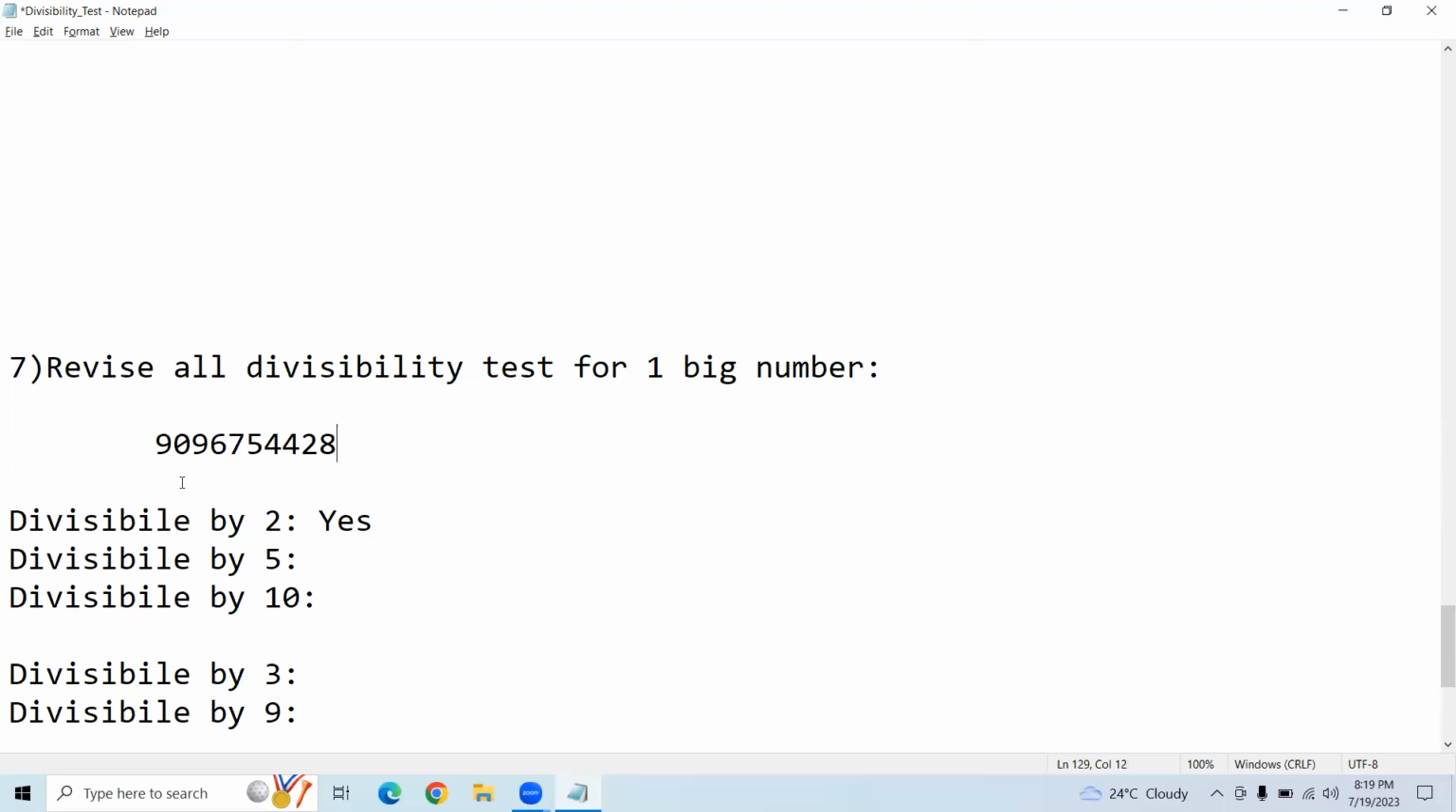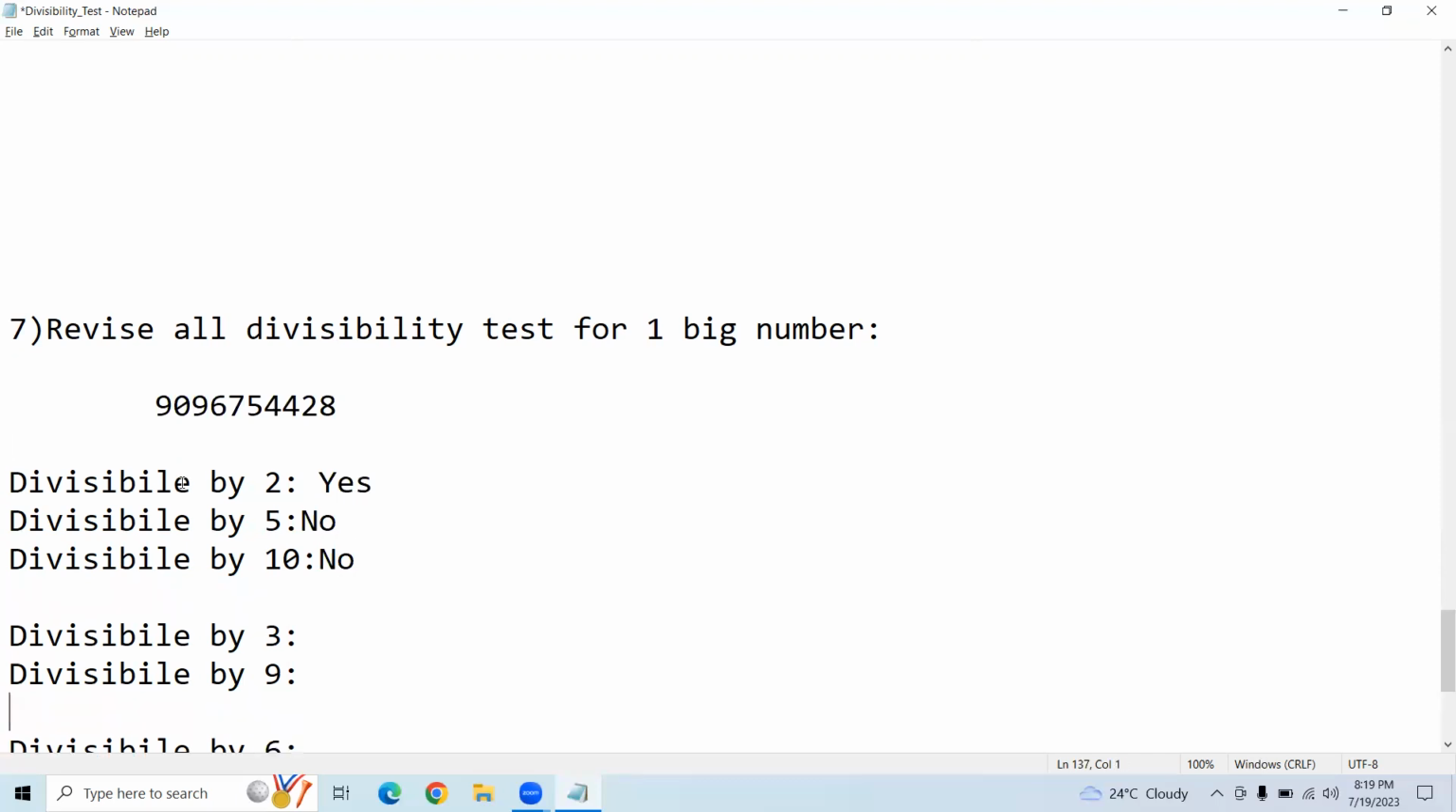Then the divisibility test of 5. Look at the unit place digit 8. For the divisibility test of 5, we want it to be either 0 or 5. So this is not divisible by 5. For the divisibility test of 10, look at the last digit 8. We want the unit place to be 0. It is not 0, so it is not divisible by 10.